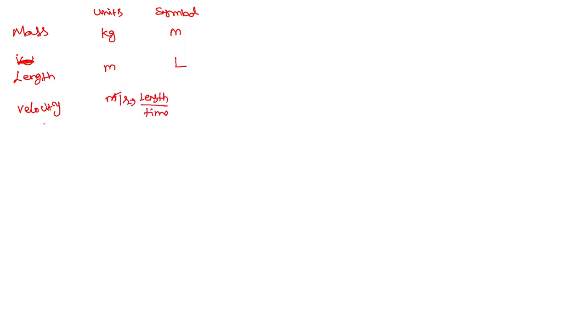So before this, I'll introduce this. What are the units of time? Seconds, and the symbol is small t. So here, from this, we can write L by t, that is L t inverse. We can represent it in this way. These are the basic units. Now, how can we write acceleration due to gravity in MLT format?